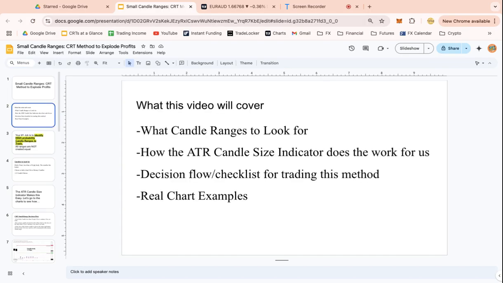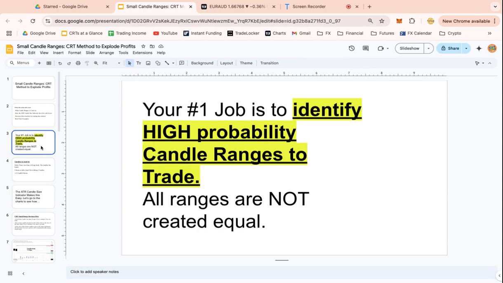So what this video is going to cover is what candle ranges to look for, how the ATR candle size indicator does the work for us, the decision flow slash checklist for trading this method, and some real chart examples.